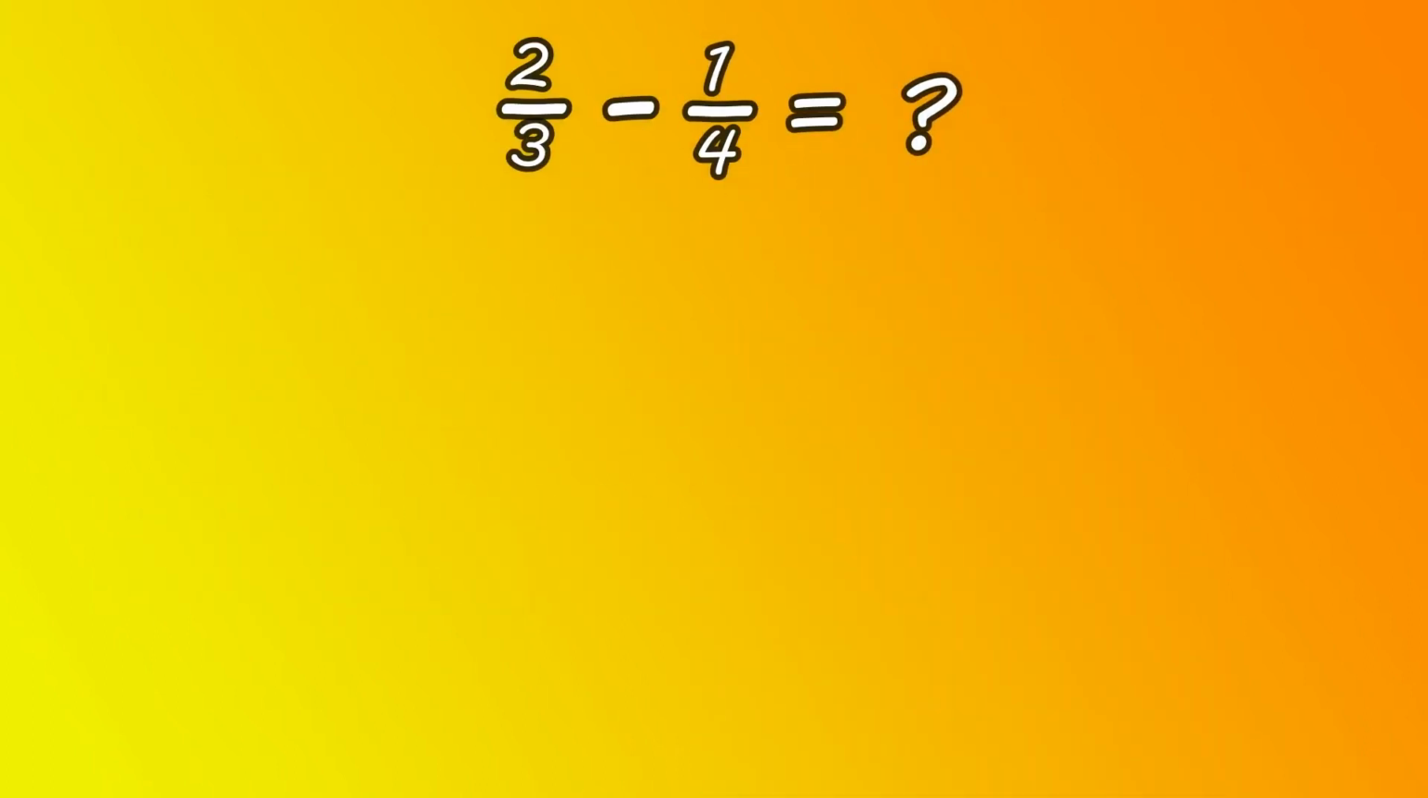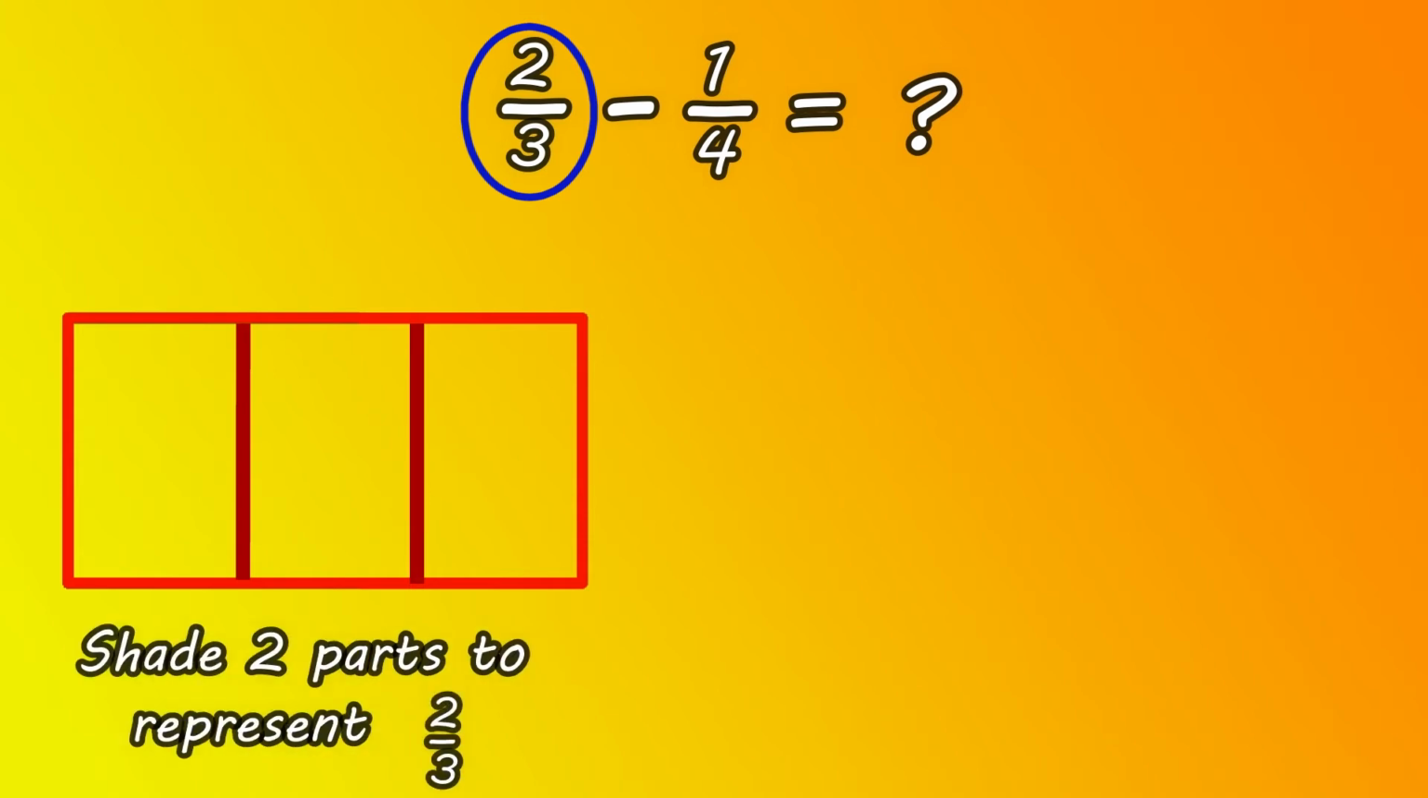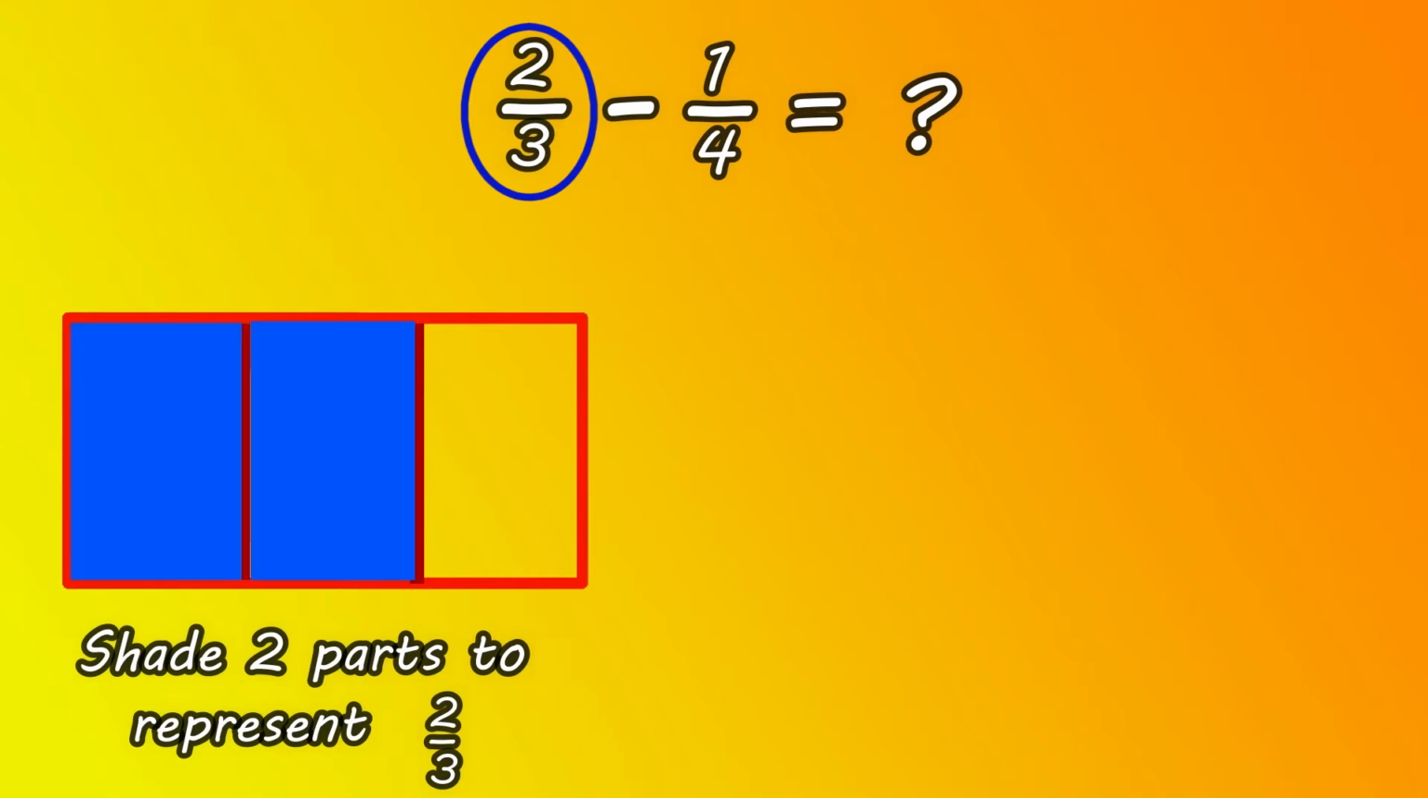To begin, draw a rectangle and divide it into 3 equal parts to represent thirds. I will use vertical lines to split them into 3. Then, we will shade 2 of those parts to represent 2/3.